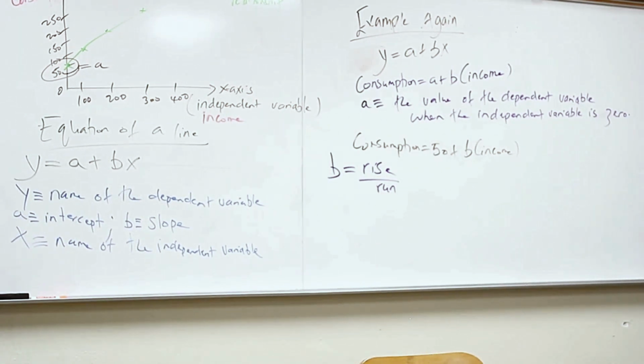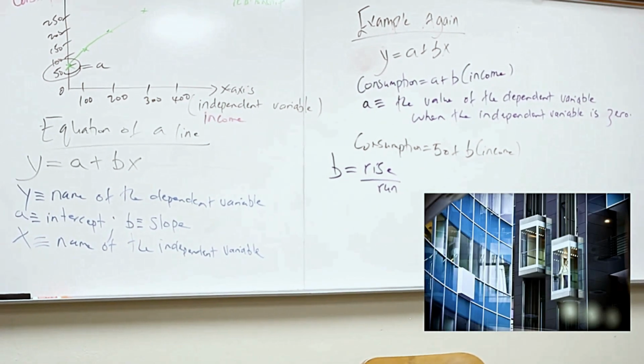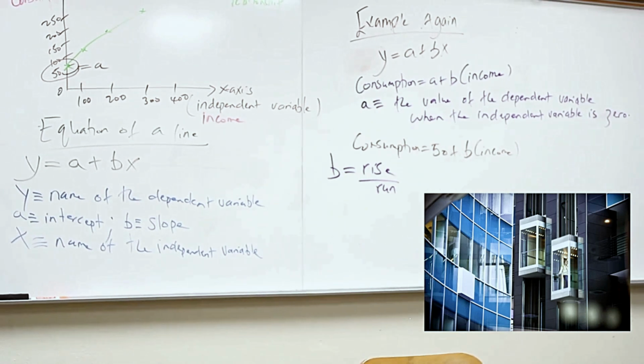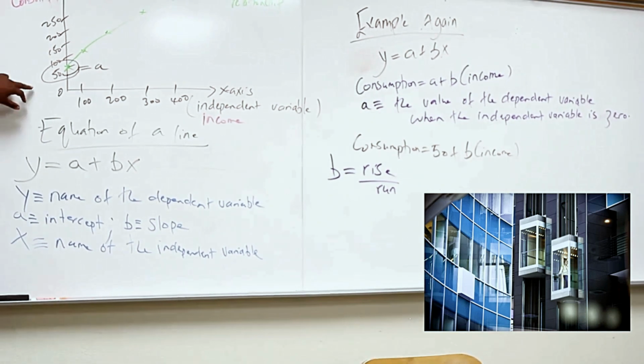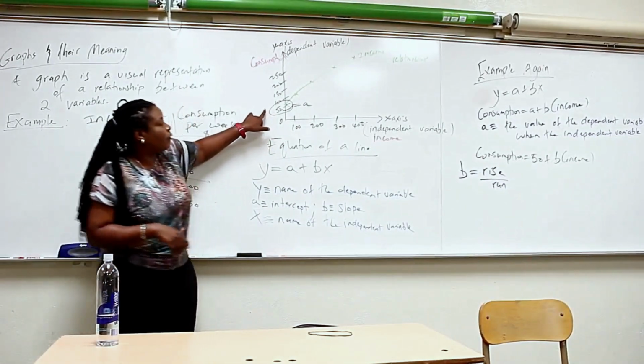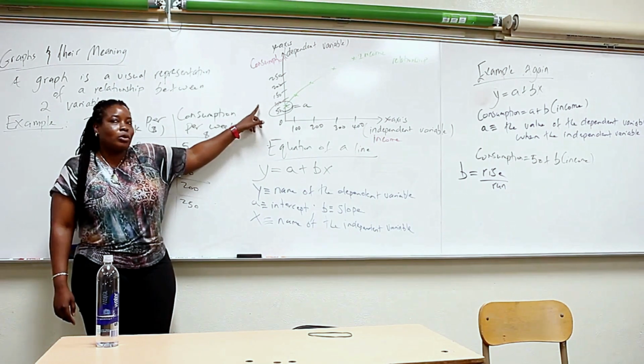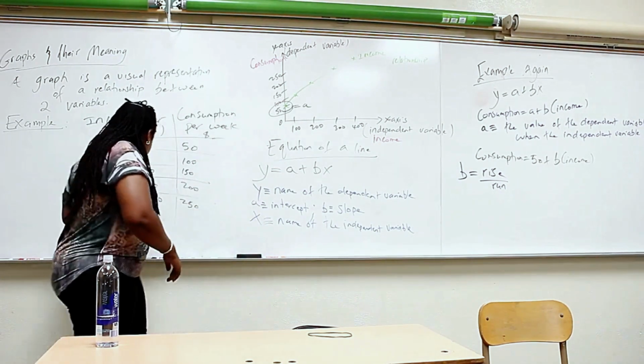Let me help you to visualize this. When you rise, think of when you're rising. You rise up in an elevator. You rise up on the escalator. That's the rise. The rise is the movement vertically. So when you're thinking about what's rise, look at the movement on the vertical axis. We move from 0 to 50. What's the rise? 50 to 100? 100 to 150? That's the rise.